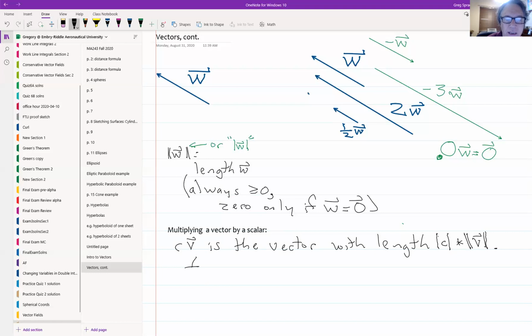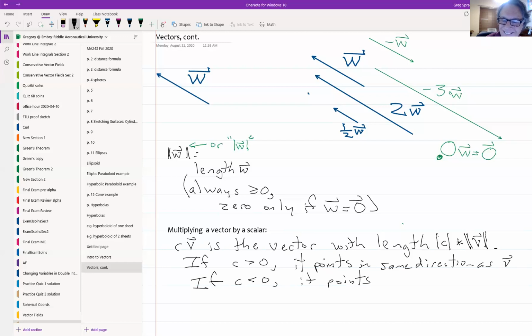Now its direction depends on the sign of the number C. So if the number C is positive, then CV points in the same direction as V. If C is negative, it points in the opposite direction.